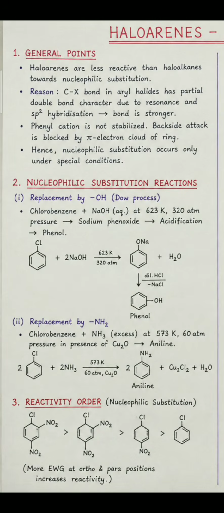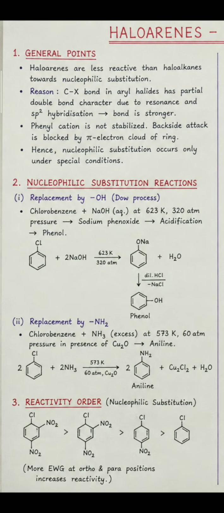Next one is haloarenes general points. Haloarenes are less reactive than haloalkanes towards nucleophilic substitution because the C-X bond in aryl halides has partial double bond character due to resonance, and the sp2 hybridization bond is stronger. Phenyl cation is not stabilized. Backside attack is blocked by the pi electron cloud of the ring. Hence, nucleophilic substitution occurs only under special conditions.